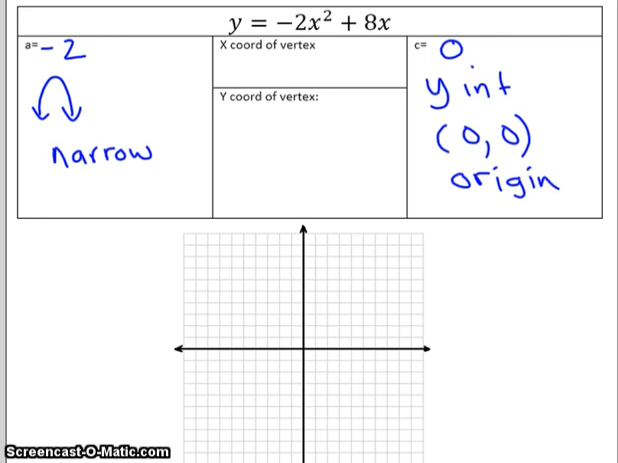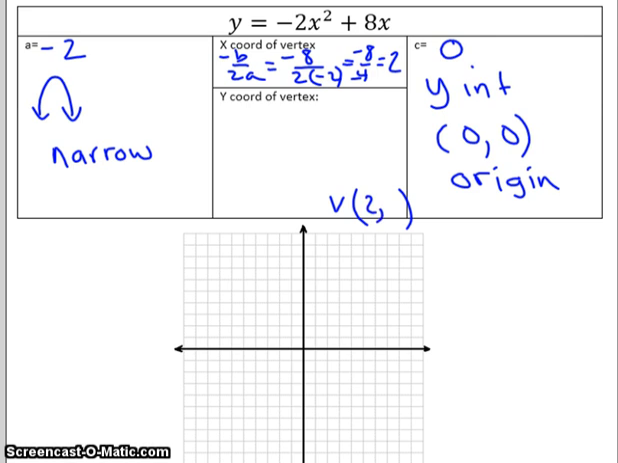So those are the easy things they give us. The more difficult thing to find is the vertex. So what we're going to do is negative b over 2a, which is the opposite of 8, over 2 times negative 2. So be careful here. This is going to be negative 8 divided by negative 4, which is positive 2. So I'm ready to say now that the vertex is located at 2 comma something.